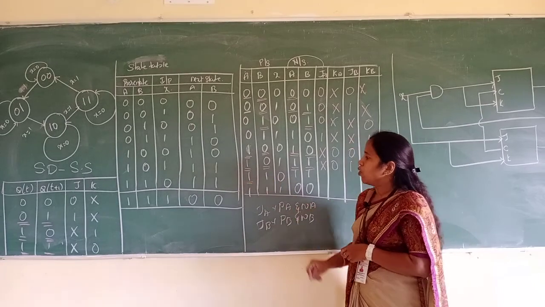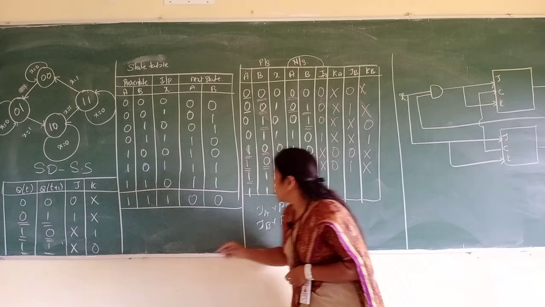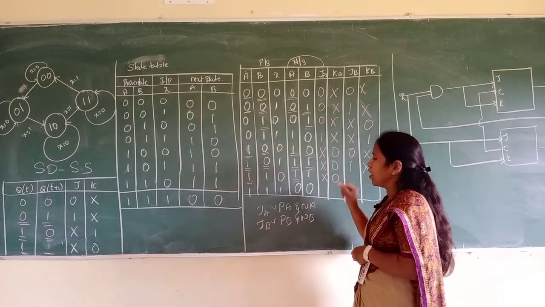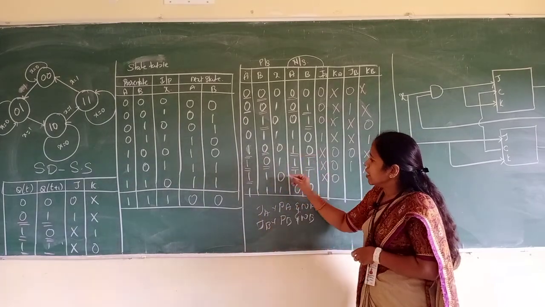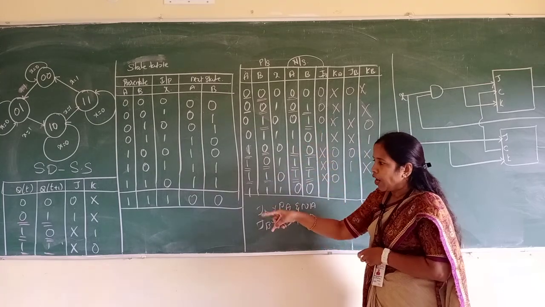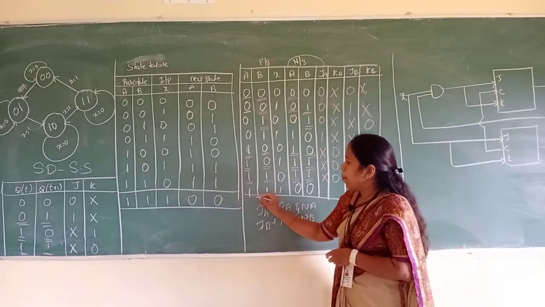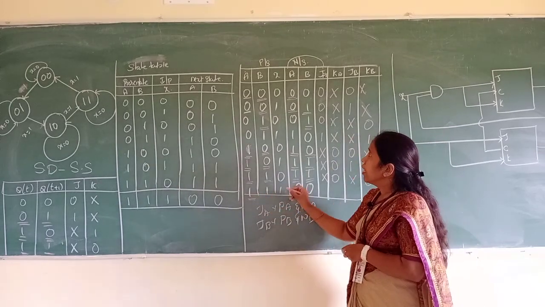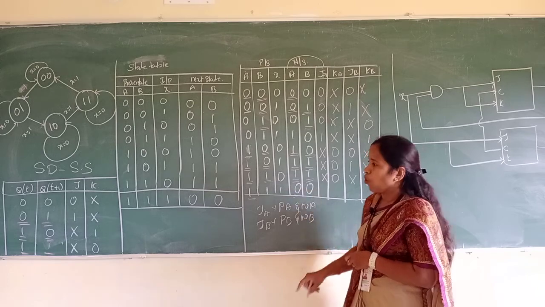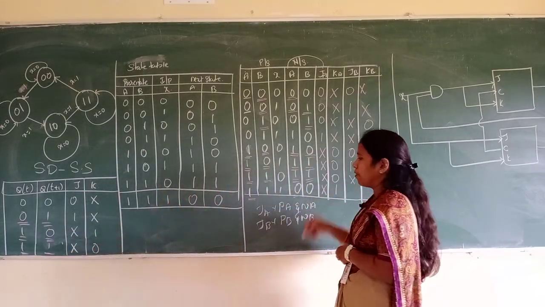Next one. Present state A value is 1 and next state A value is 1. 1, 1 gives X, 0. Next, present state B value is 1 and next state B value is 1. 1, 1 again gives X, 0. Last one. Present state A value is 1 and next state A value is 0. 1, 0 gives X, 1.